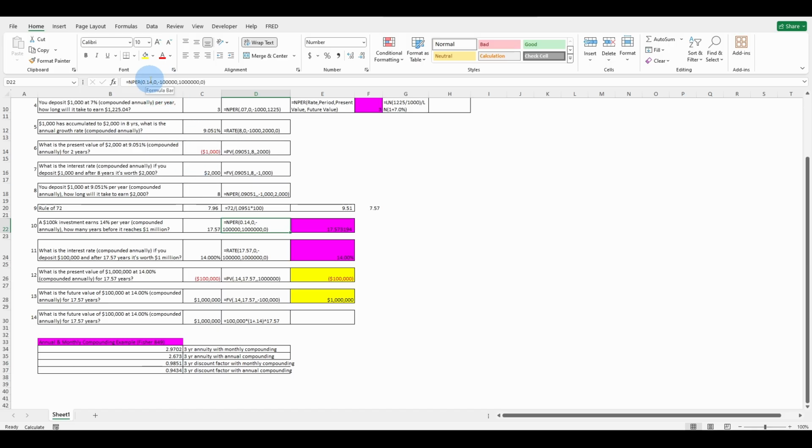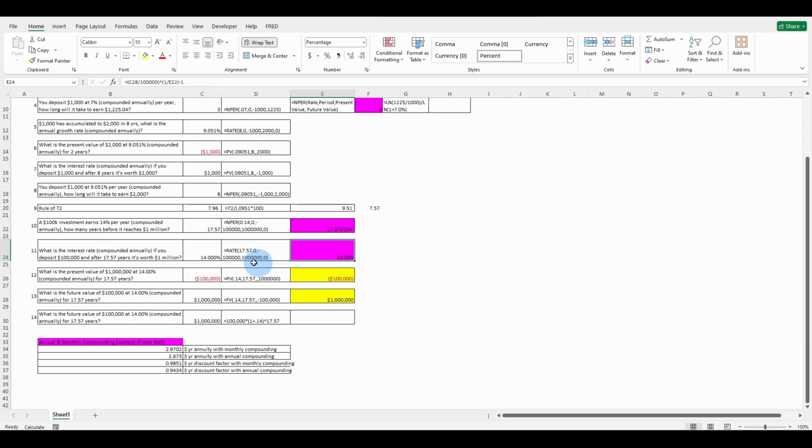Here, we have 14%. There's no payment. We have a present value of 100 grand, and then our future value is going to be $1 million. Here, we take C28, which is going to be 100 grand, I guess. It has to be. Where's C28? We have $1 million. Divide that by 100,000, and we can use this 1 divided by E22 minus 1. We're going to come up with 14%.